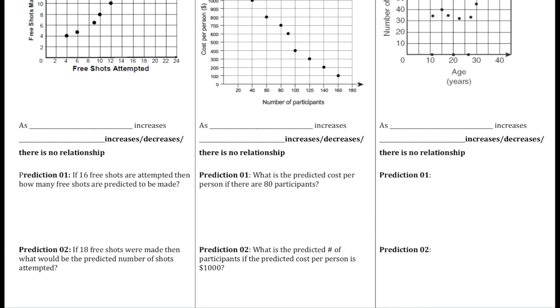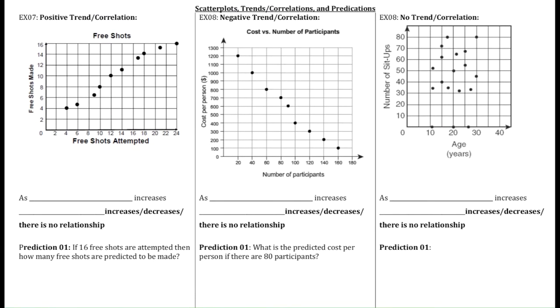Okay, so let's try this next page. This is a positive correlation, a positive trend. You can tell that we're generally going up, right? So that's a positive trend. As x increases, y increases. So as free shots attempted increases, the free shots made increases.